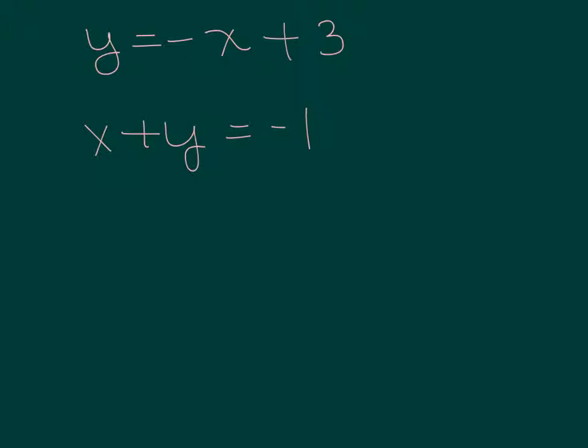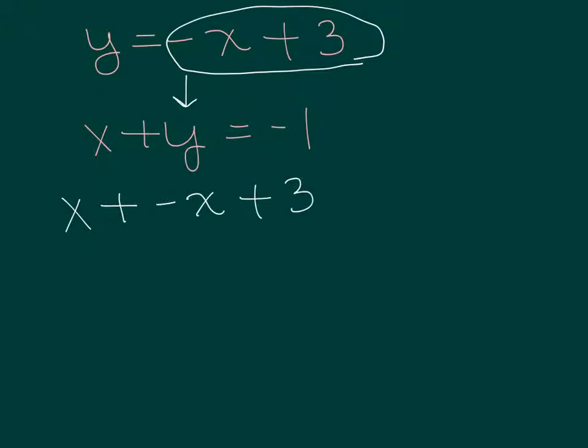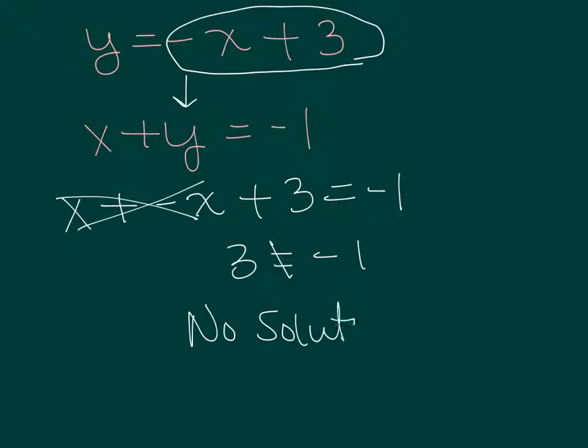Alright, so this one's already set up for substitution, so I'm going to take my negative x plus 3, and I'm going to plug it in the second equation for y. So I get x plus negative x plus 3 equals negative 1. x plus negative x, that cancels out, and I end up with 3 equals negative 1. So this is one of our special cases. And because my variable is gone and I end up with two numbers that are not equal, this one would be no solutions. Had I graphed this, these two equations would have actually been parallel.